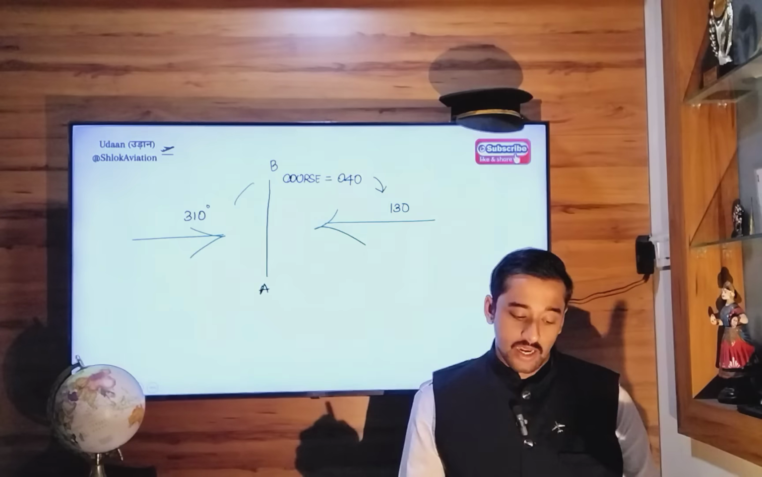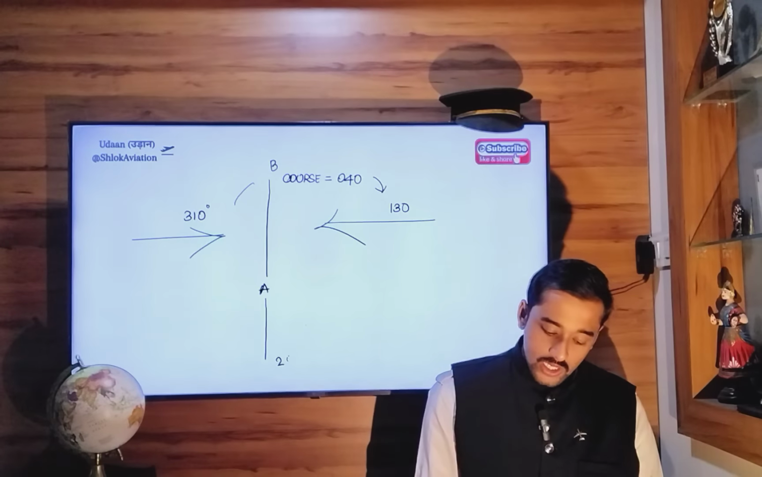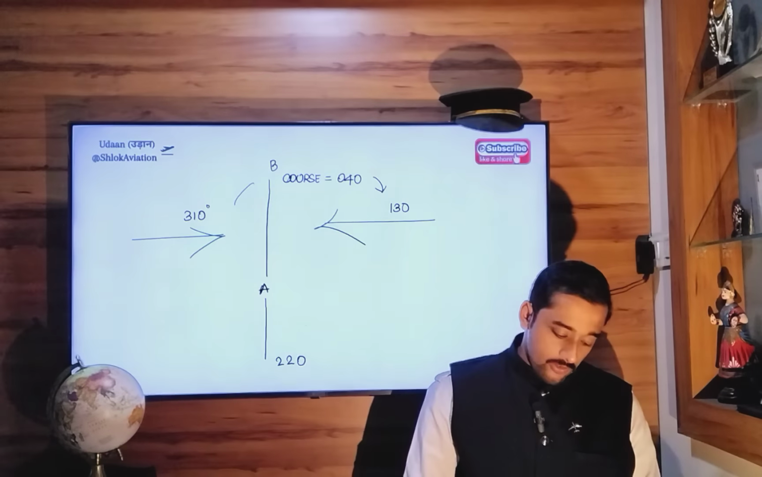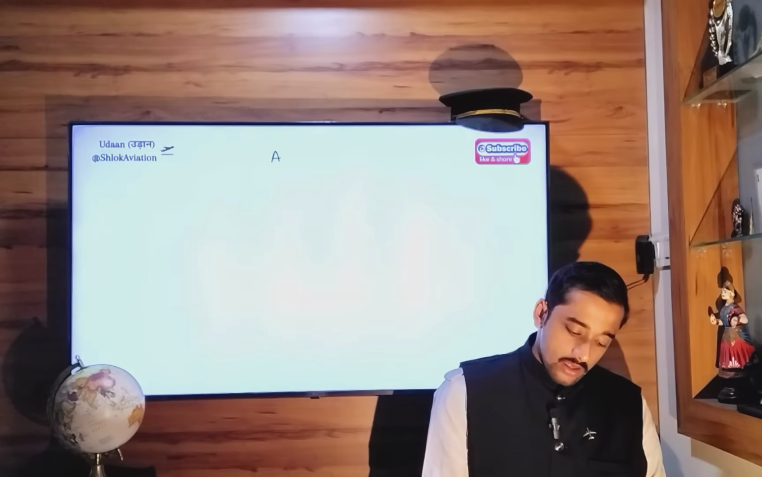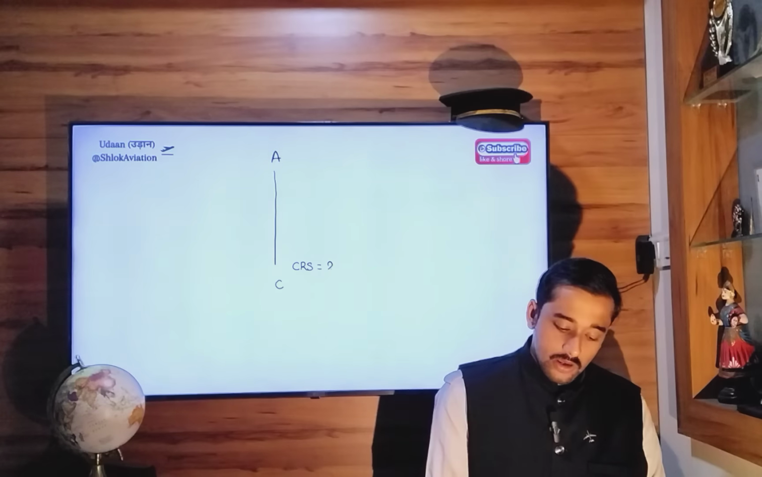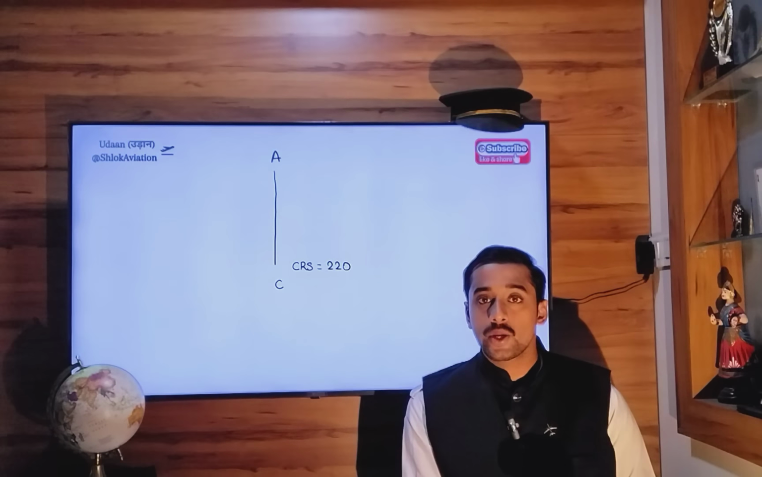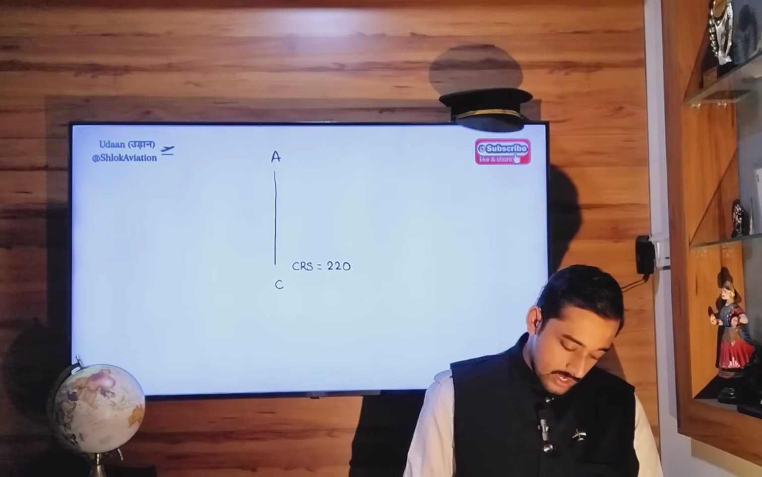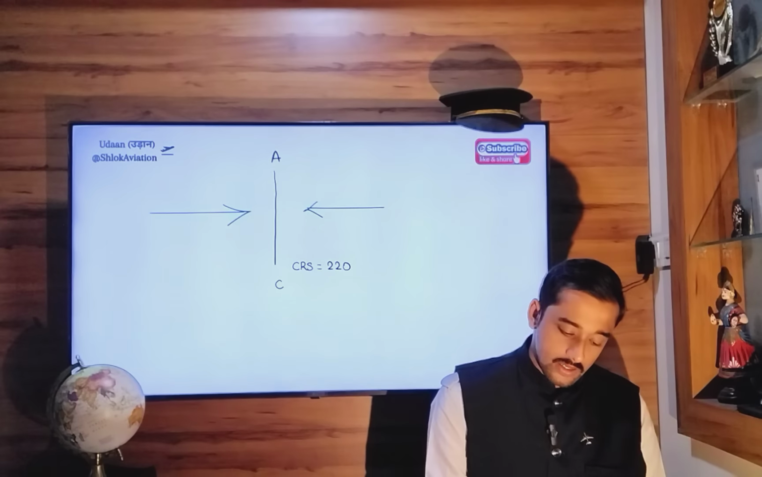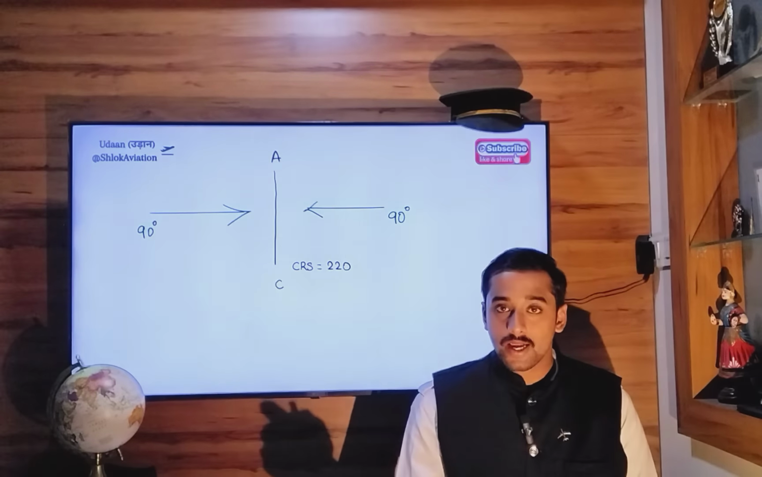Now what is the reverse of course 040? The reverse is 220. So let's say you are flying from A to C on a reverse course of 220. In that case, the greatest drift will be produced by a wind coming at 90 degree to your track.